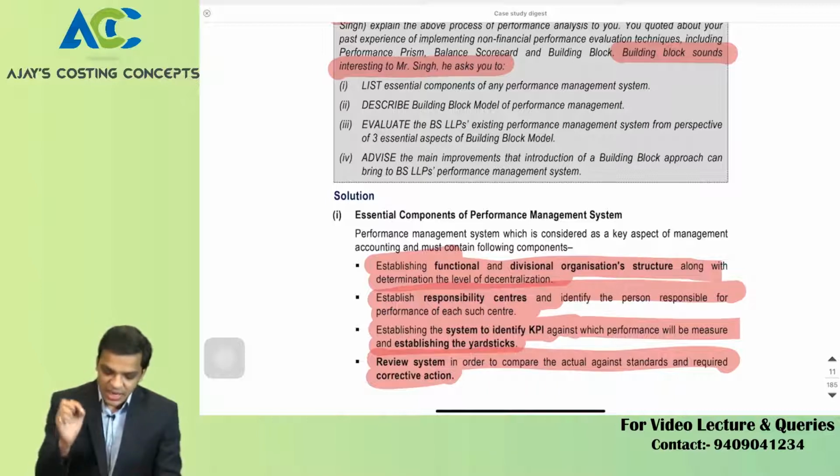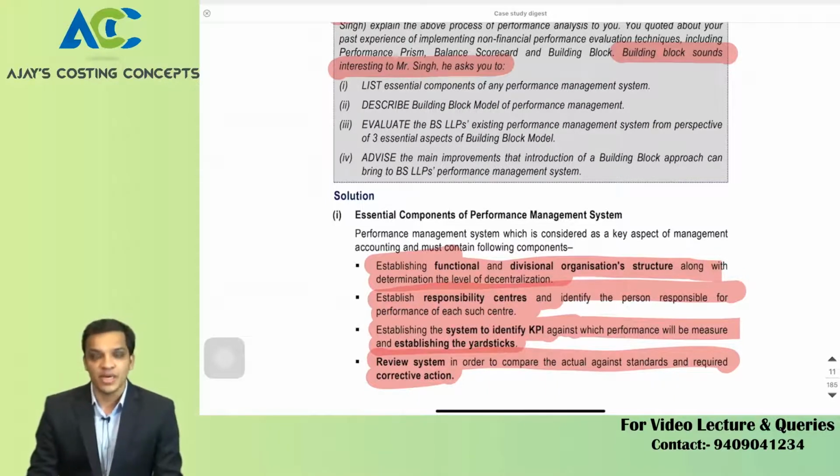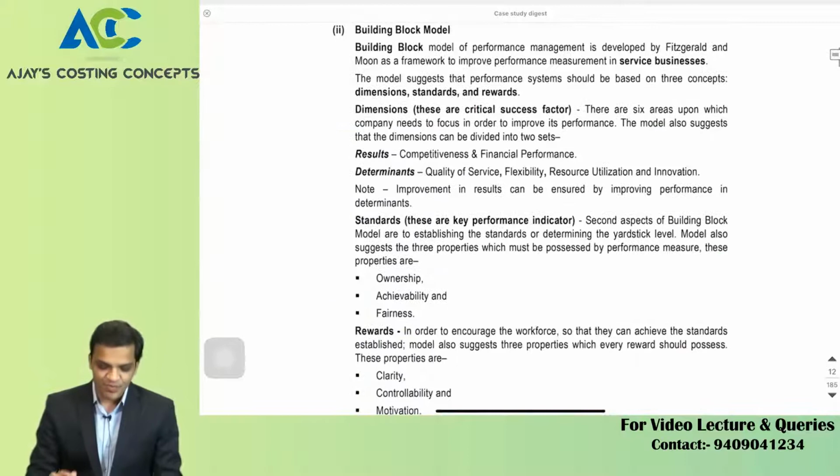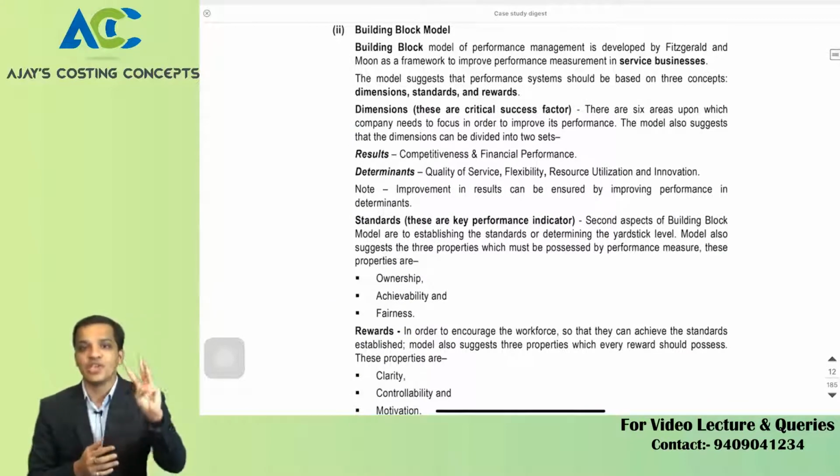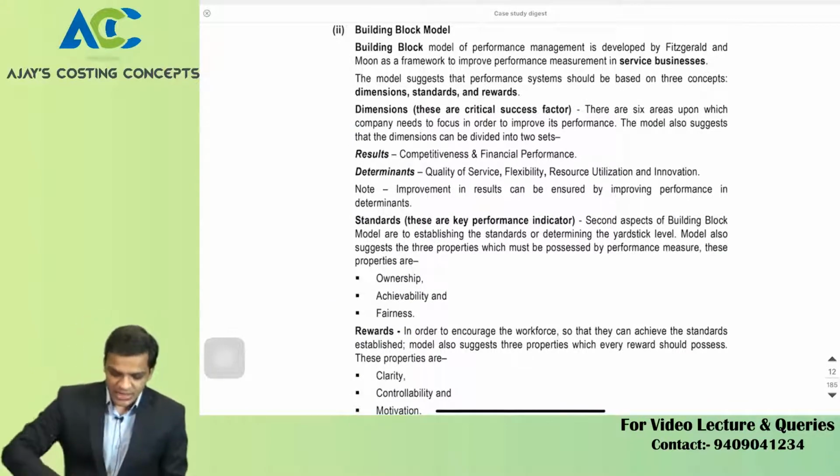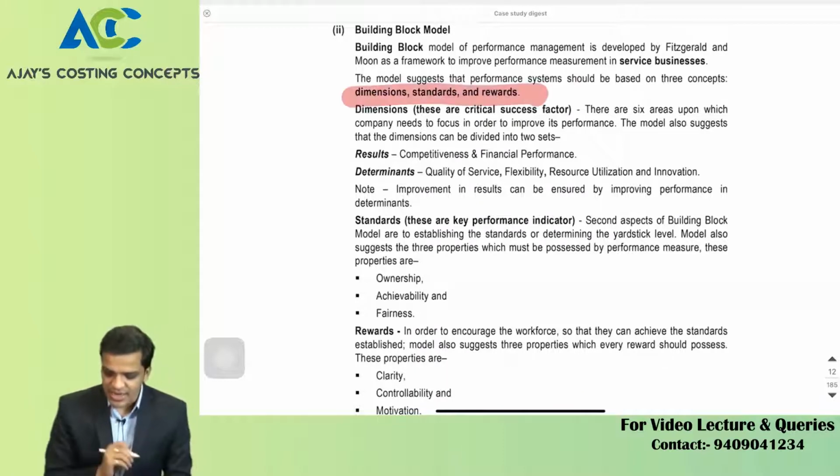Second is to describe the building block model of performance measurement. Now, as we have explained right now, the building block model has three variants. The first variant is dimensions, standards and rewards.